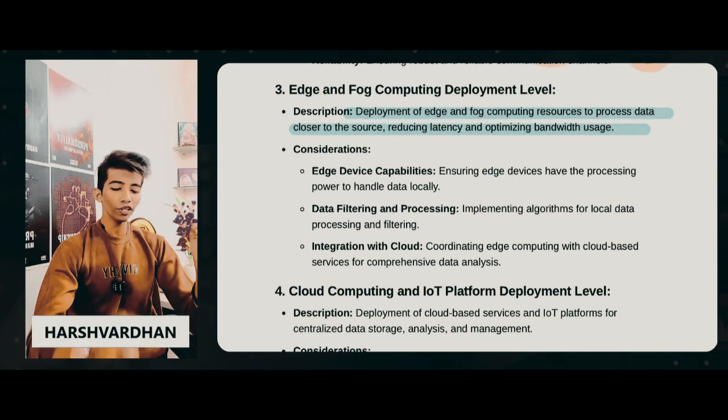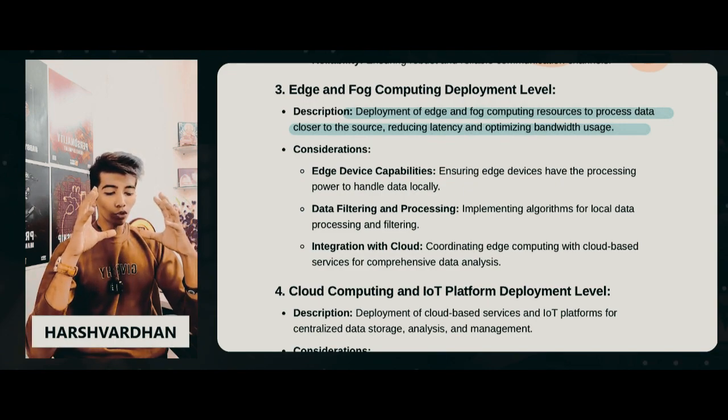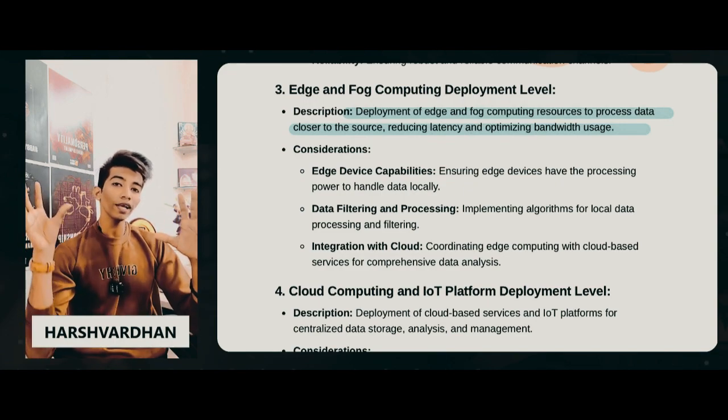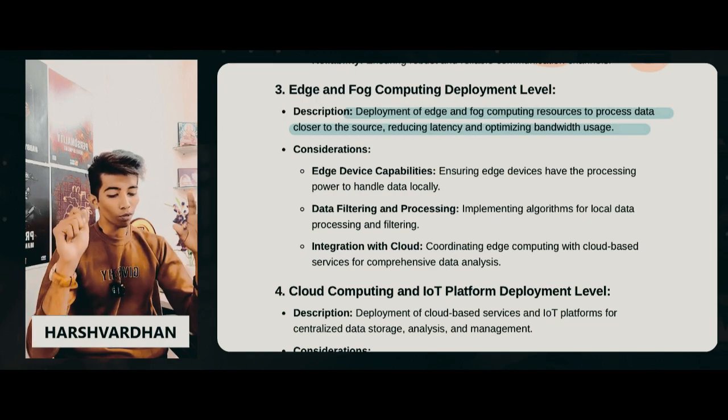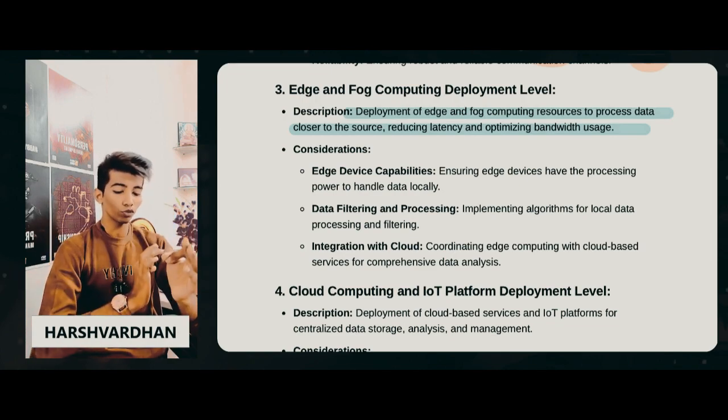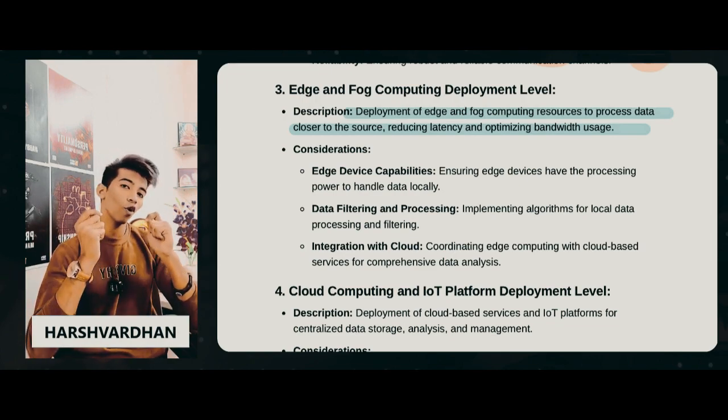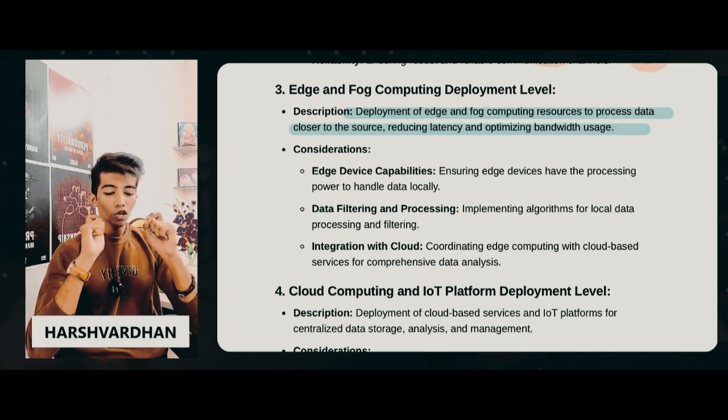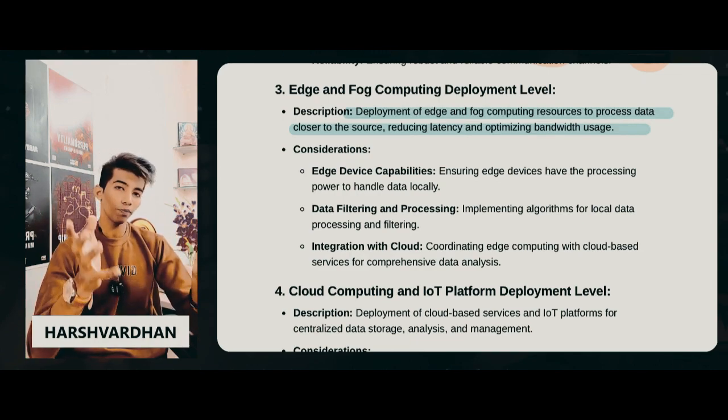Talking about the edge and fog computing deployment level, in this we utilize edge and fog computing resources to process data closer to the source, reducing latency and optimizing bandwidth usage. So it is basically the edge and fog computing deployment level.